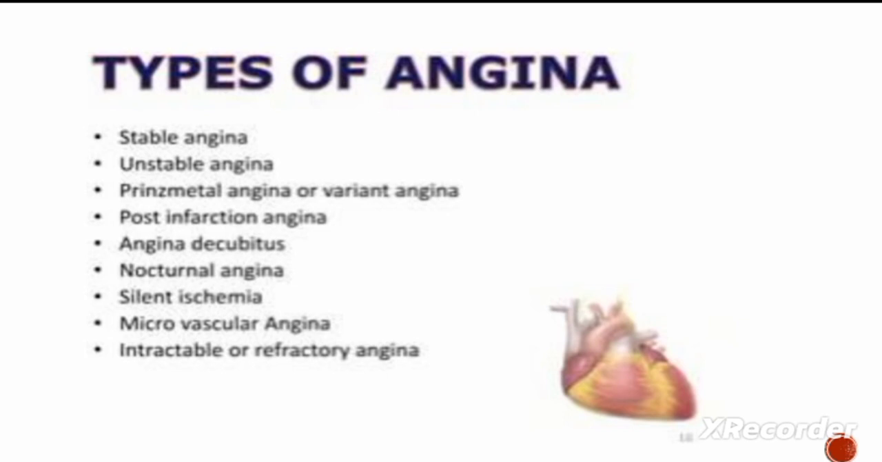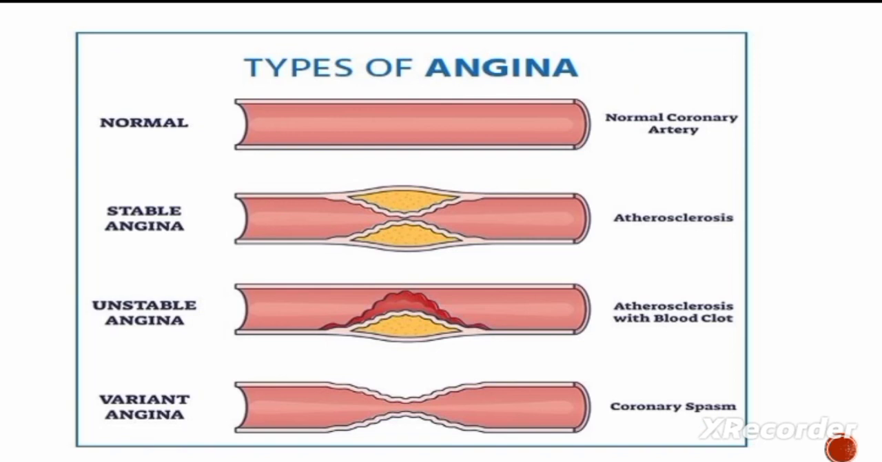It includes stable angina, unstable angina, Prinzmetal angina, post-infarction angina, angina decubitus, nocturnal angina, silent ischemia, microvascular angina, intractable or refractory angina. Stable angina refers to chest pain that occurs intermittently over a long period with the same pattern of onset, duration and intensity of symptoms.